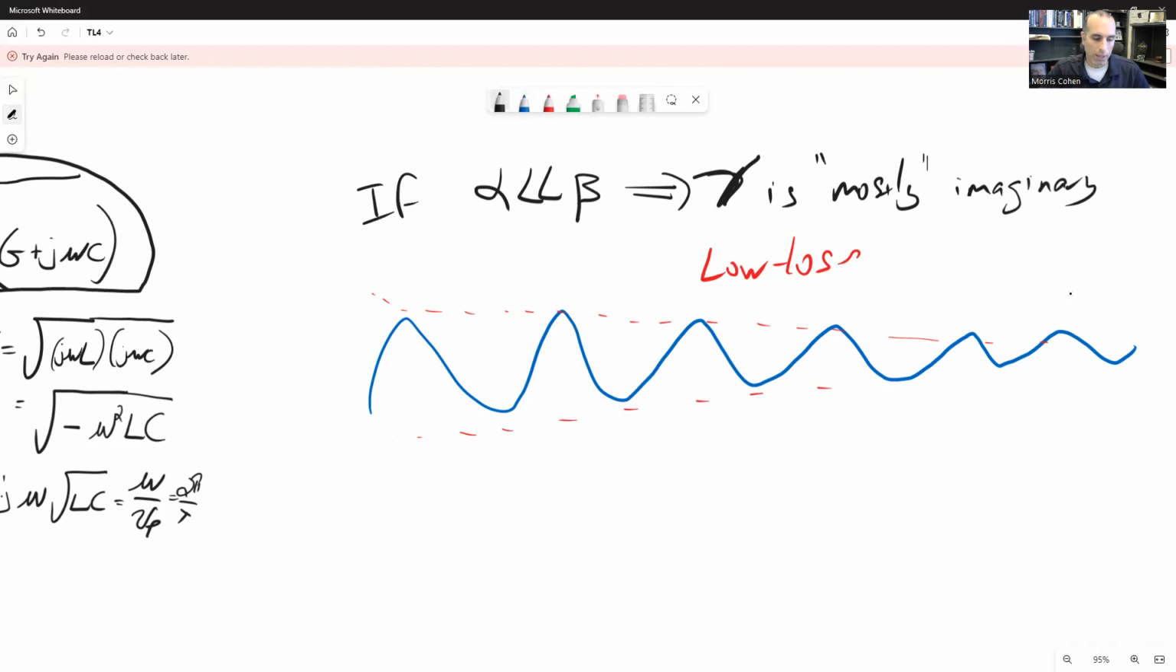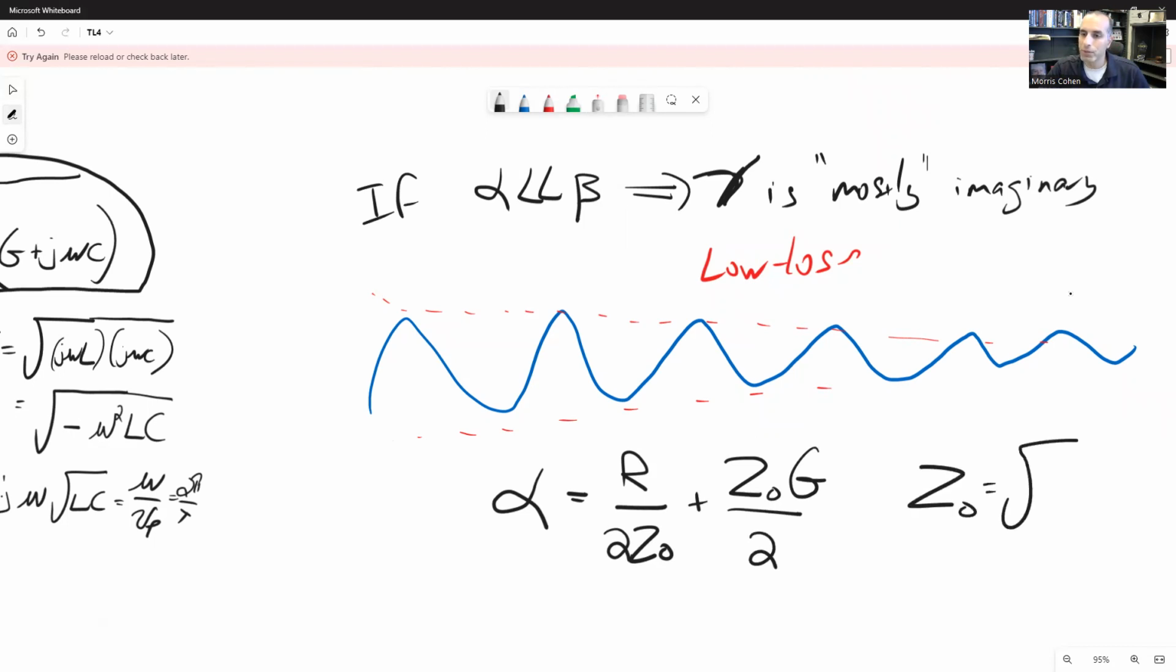And for this low loss case, we can approximate that alpha works out to be R, the resistance per unit length, over 2Z0, plus Z0, the intrinsic impedance, times G divided by 2. And the value of Z0 hasn't changed. It's the square root of L over C, the inductance per unit length divided by the capacitance per unit length. And also the propagation velocity has not really changed either. It's essentially equal to 1 over the square root of LC.